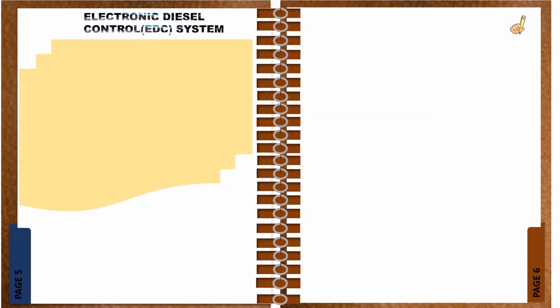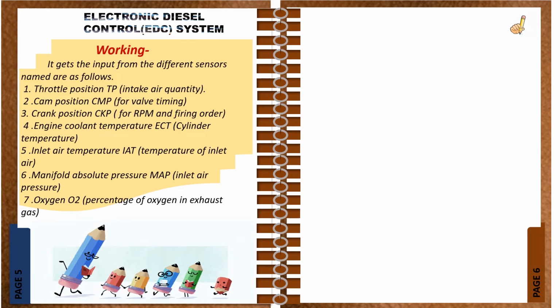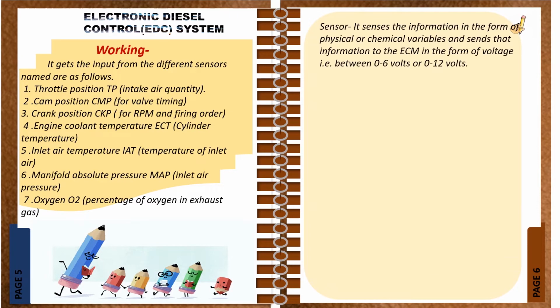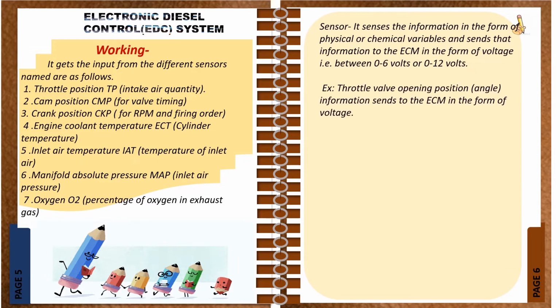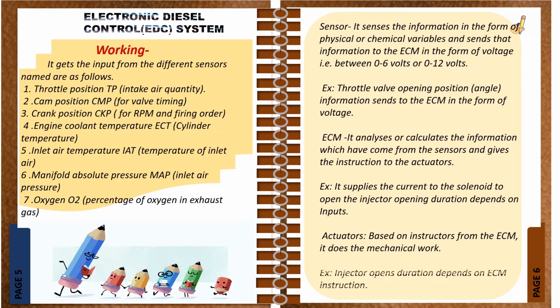Electronic diesel control, EDC system working. It gets the input from different sensors, named as follows. Number 1, throttle position, TP, intake air quantity. Number 2, cam position, CMP, for valve timing. Number 3, crank position, CKP, for RPM and firing order. Here RPM is revolutions per minute.